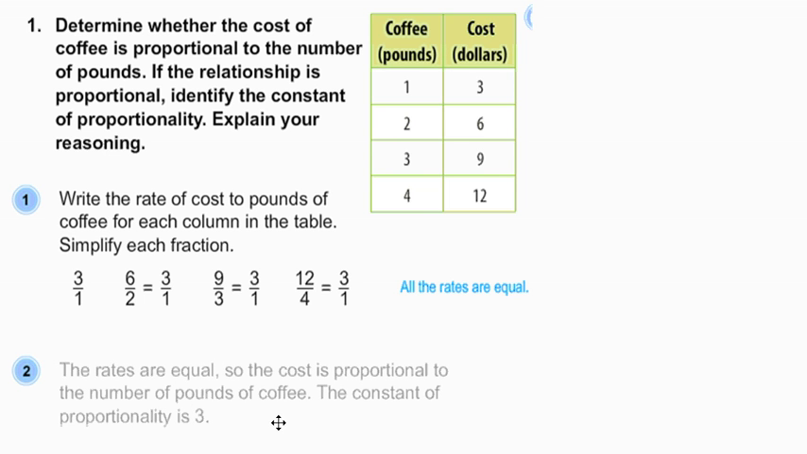So in that case, that means that the rates are equal, so the cost is proportional to the amount of coffee. So the constant of proportionality, which means the number that is the ratio, or the number that you're multiplying x by to get y. Like here we multiplied 1 times 3, we got 3, 2 times 3, we got 6, 3 times 3 is 9, 4 times 3 is 12. That's your constant of proportionality, the number you're multiplying your x by to get y. And we'll go through that in a little bit.